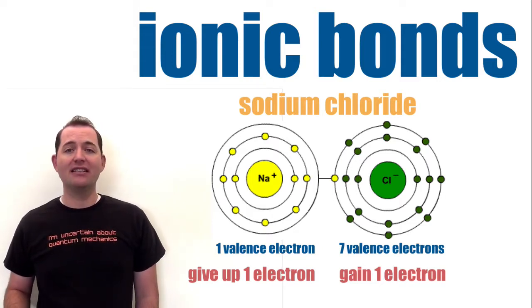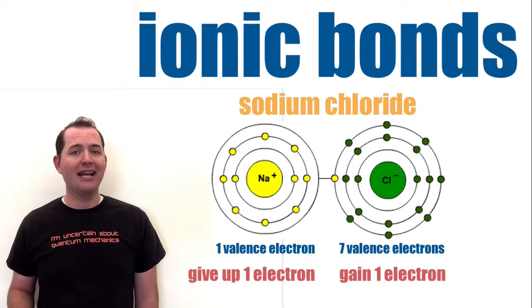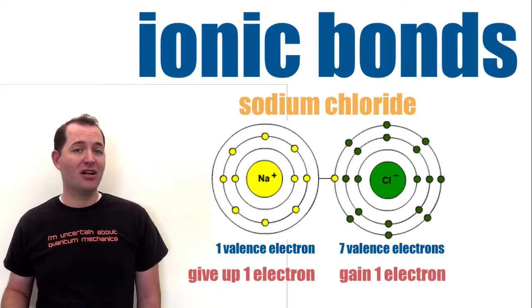Sodium will transfer its electron to chlorine. Sodium will then become a positive ion, and chlorine will be a negative ion. And these opposite charges will attract each other and form the ionic bond.